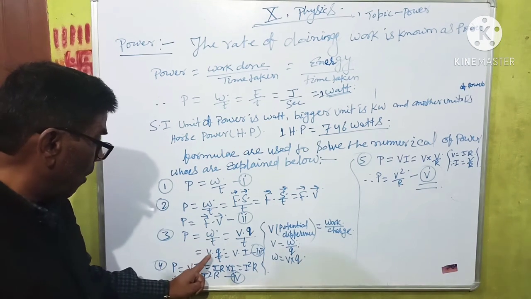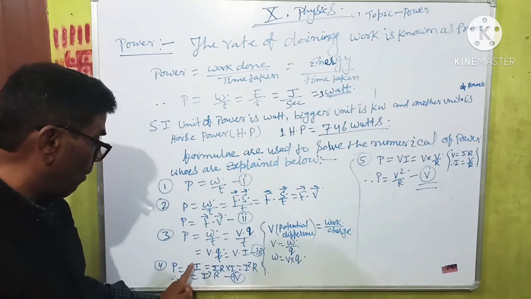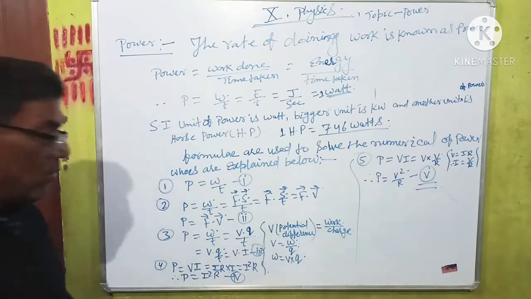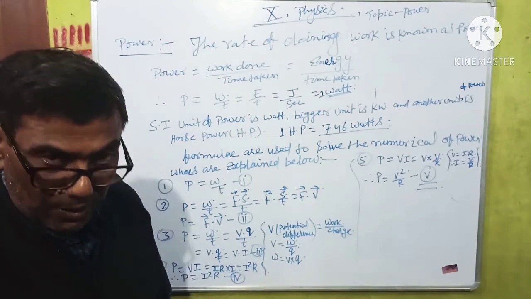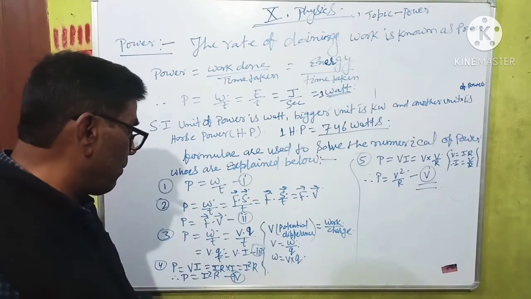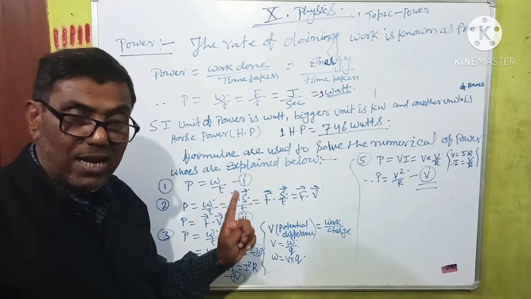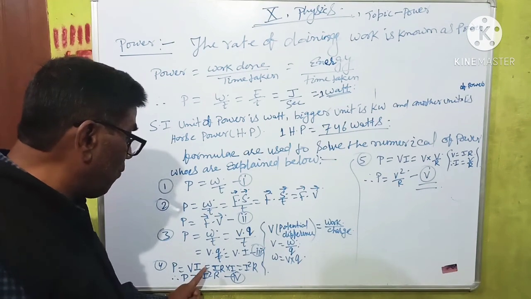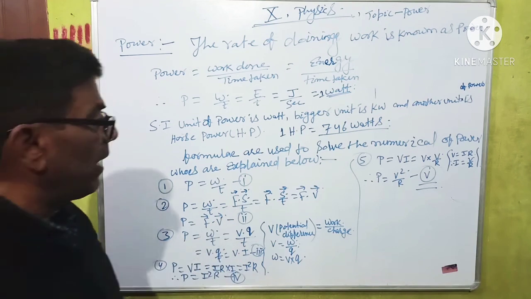So V is equal to IR, and P is equal to VI, which is equal to, putting the value of V, IR into I, I square R. When we know the value of the current and the resistance of the resistor, then we can find the power of the object that has current passing through the wire with resistance R. So P is equal to I square R, its fourth formula.